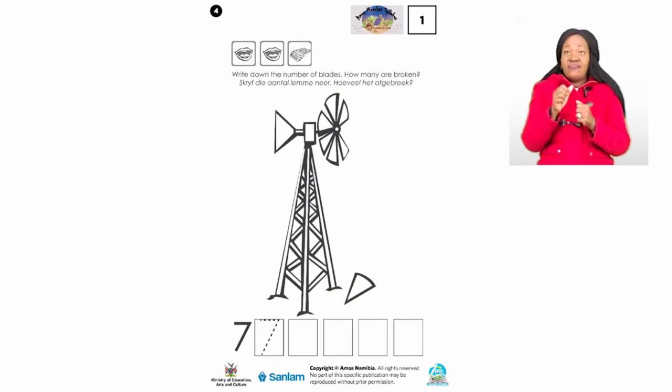The instruction on page 4 tells us to write down the number of the blades. Remember to include the one on the ground. Now we need to trace number 7 in the blocks at the bottom of page 4. Do you remember how to form number 7? Across the sky, down from heaven, and that's how we form number 7. Let's complete that activity on page 4. Once we are done, let's turn to page 5.